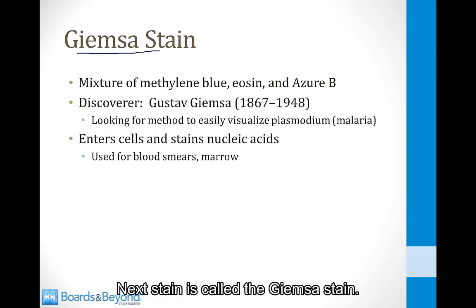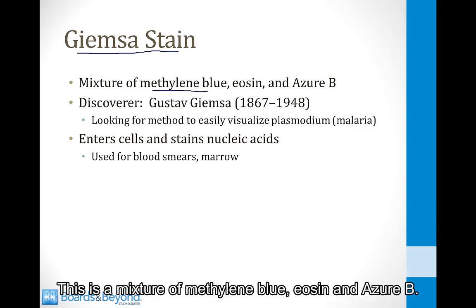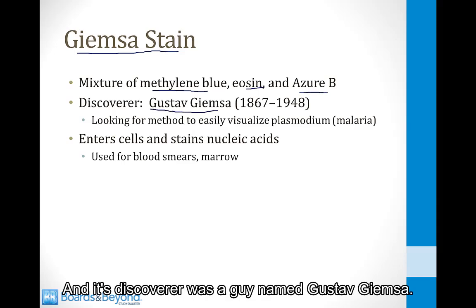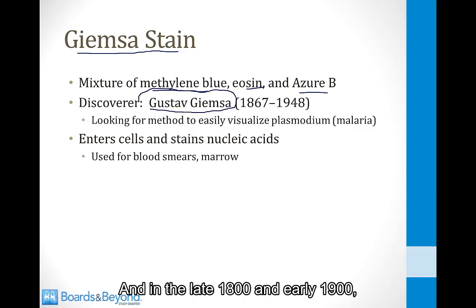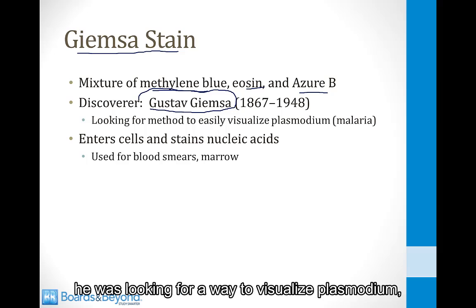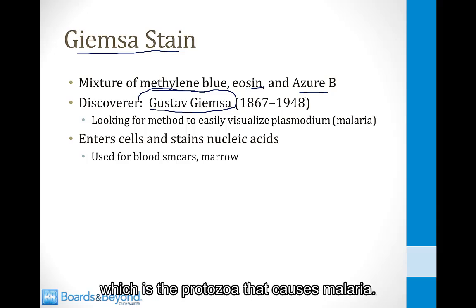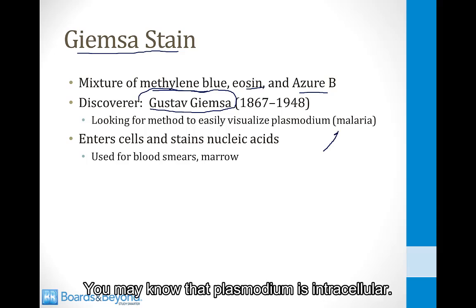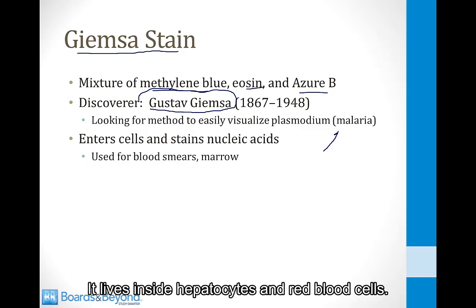Next stain is called the Giemsa stain. This is a mixture of methylene blue, eosin, and azure B. Its discoverer was a guy named Gustav Giemsa. In the late 1800s and early 1900s, he was looking for a way to visualize Plasmodium, which is the protozoa that causes malaria. And you may know that Plasmodium is intracellular. It lives inside hepatocytes and red blood cells.